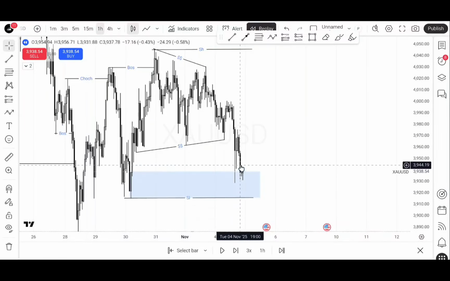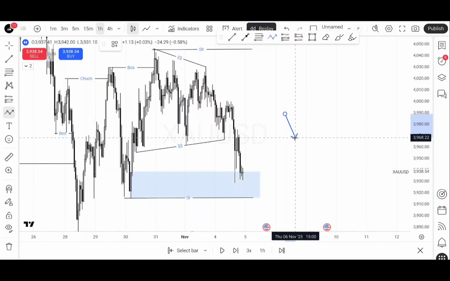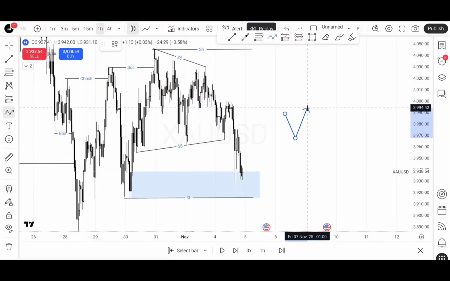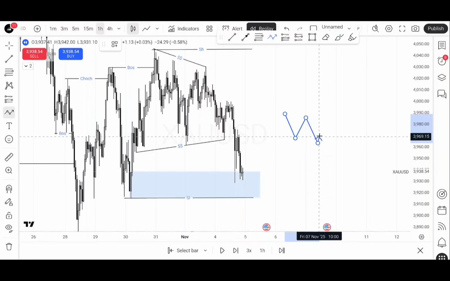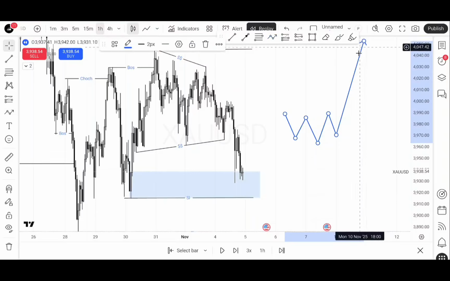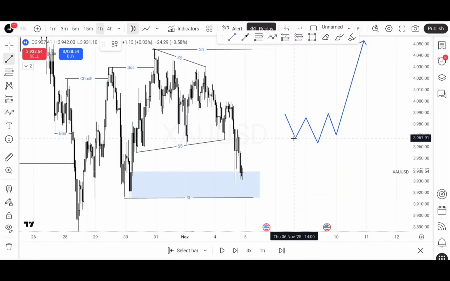Price has gone to our point of interest. So let me quickly introduce the concept of LTC to you. This is LTC confirmation. Now, this is what I want to see in the 1 minute time frame when we get there.